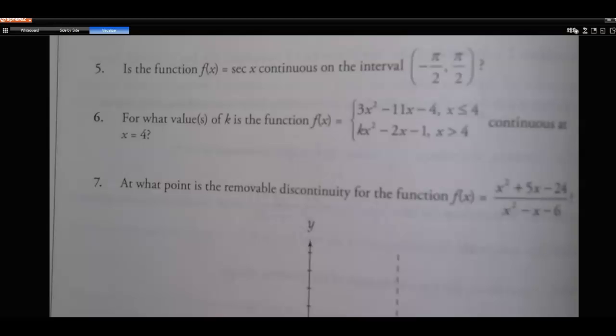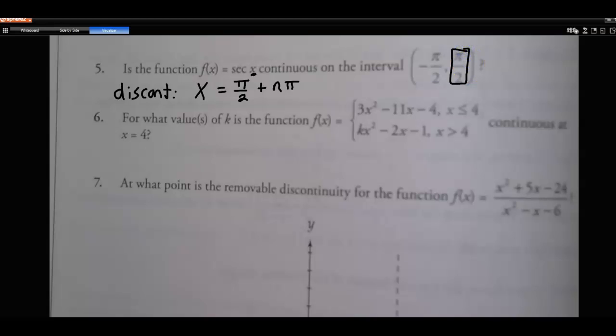Let me write that up here really quick. We have discontinuities anytime the inside of my secant, which in this case is just x, anytime x is equal to pi over 2 plus a multiple of pi. Okay? So let's go ahead and start off at this pi over 2 here.